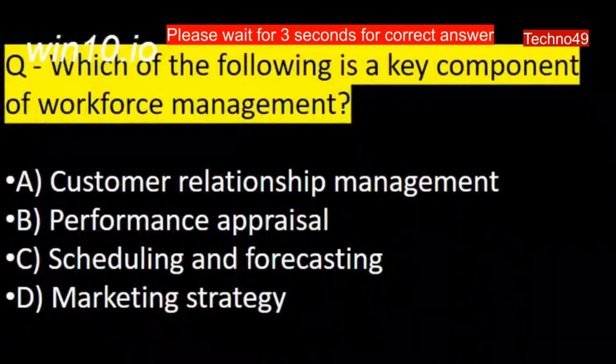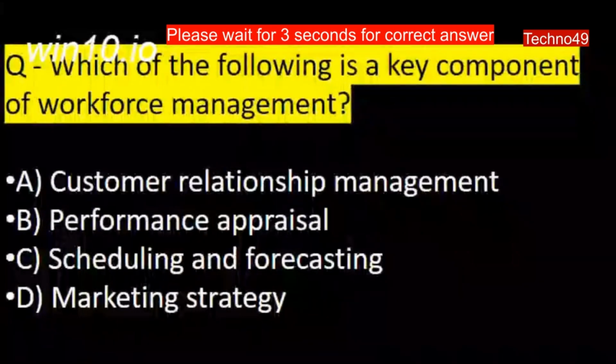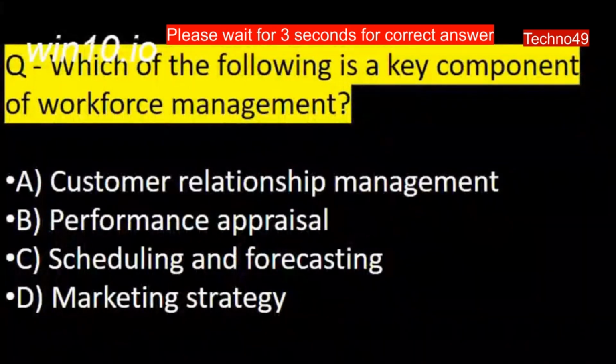Option A, customer relationship management. Option B, performance appraisal. Option C, scheduling and forecasting. Option D, marketing strategy. Correct answer for this question is option C, scheduling and forecasting.